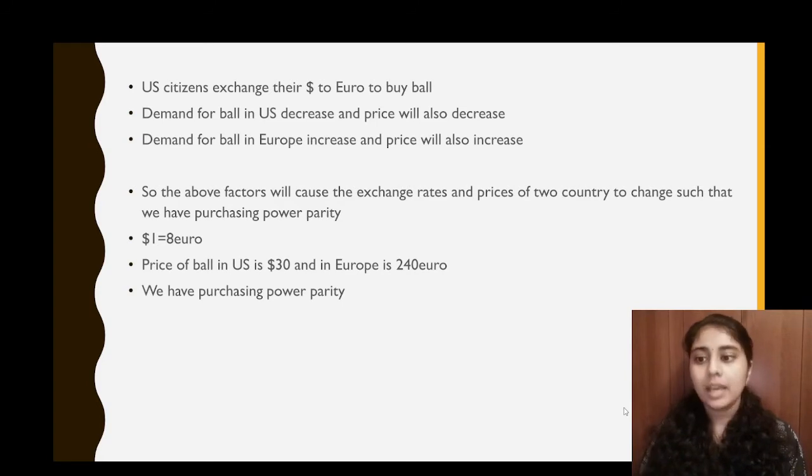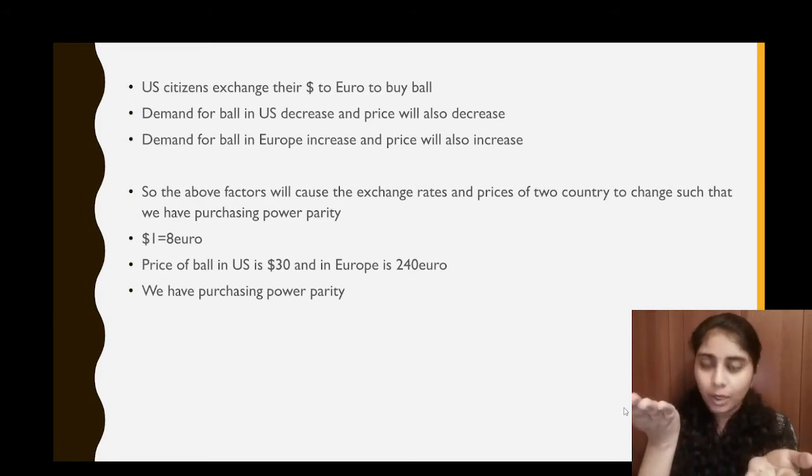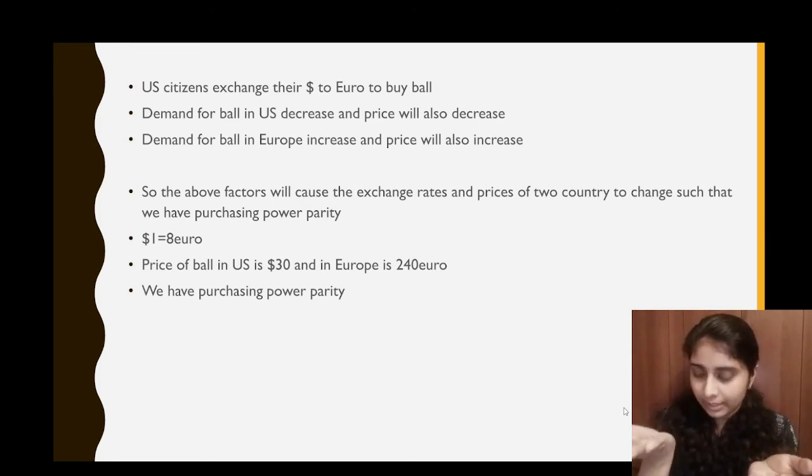So the above factors will cause the exchange rate and prices of two countries to change such that we have a purchasing power parity. Now the situation is that in America the football cost is higher and in Europe the cost is lower. So in America the demand is decreasing and the price is also decreasing. And in Europe the demand is increasing, so the price is also increasing.